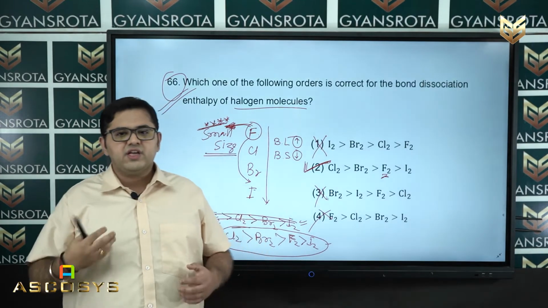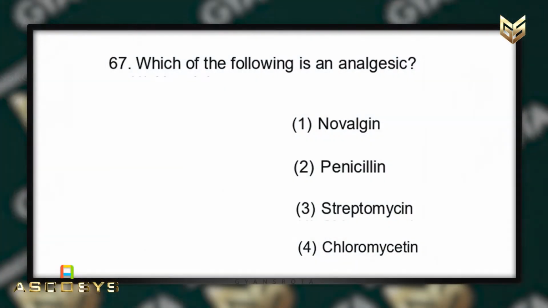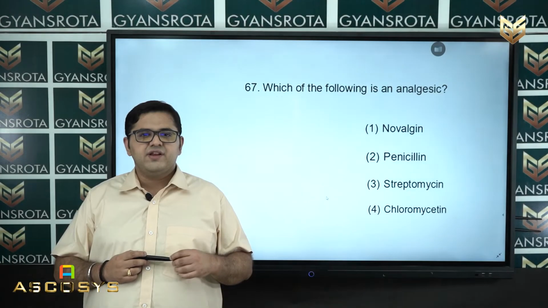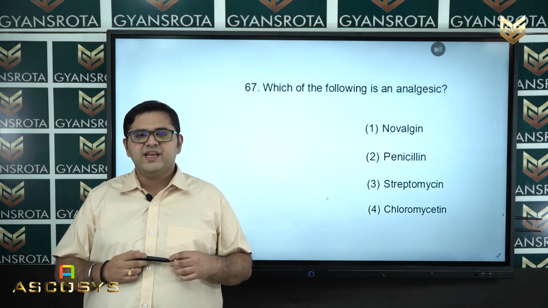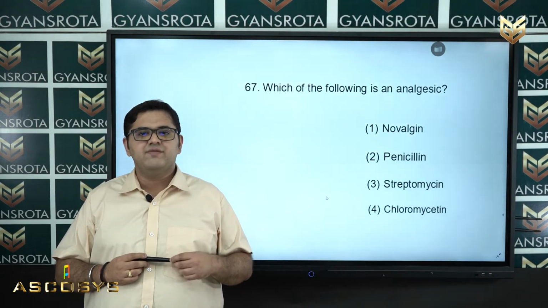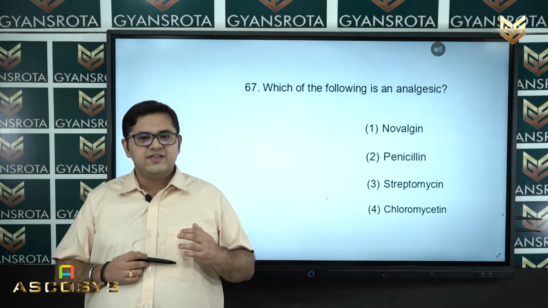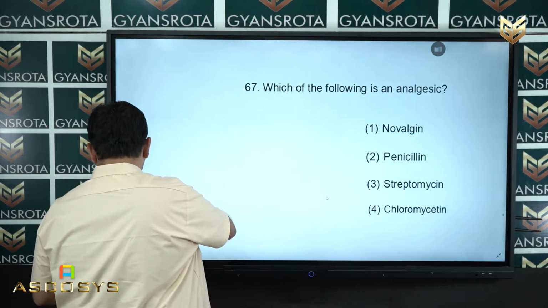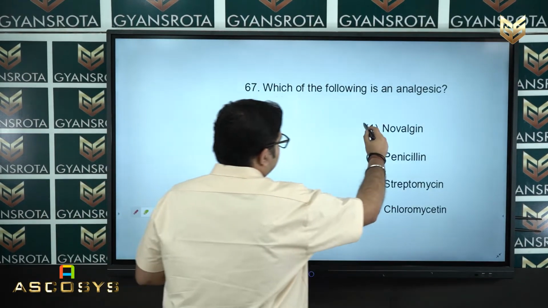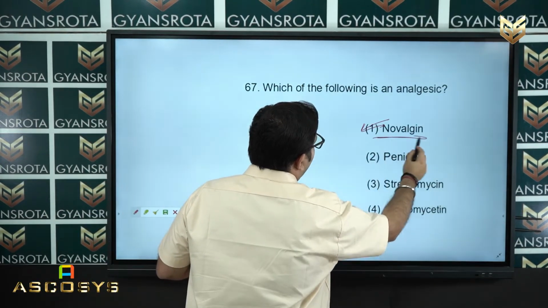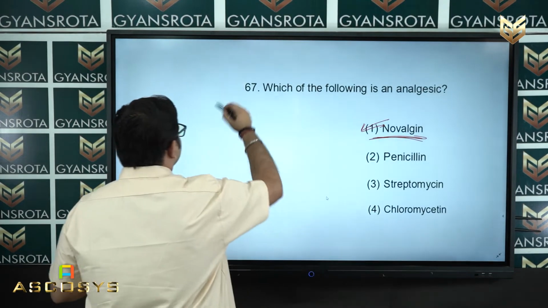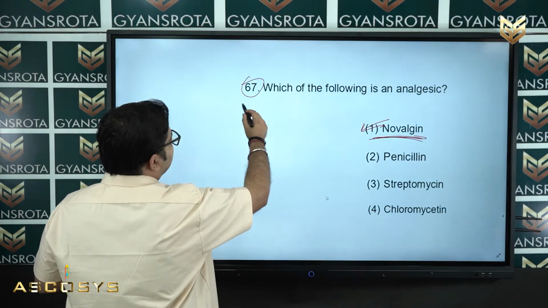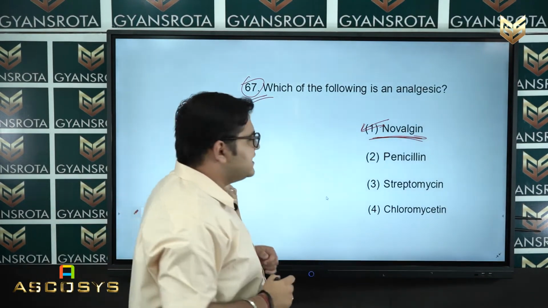Now we are moving to the next question, question number 67. Question number 67 is on your screen. Which of the following is an analgesic? This question is basically asked from chemistry in everyday life of your class 12 NCERT, and your answer is option number 1, that is Novalgin. Novalgin acts as an analgesic here, and option number 1 is the correct answer of question number 67.